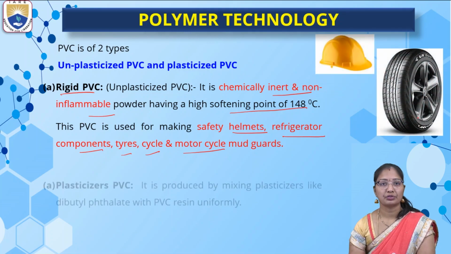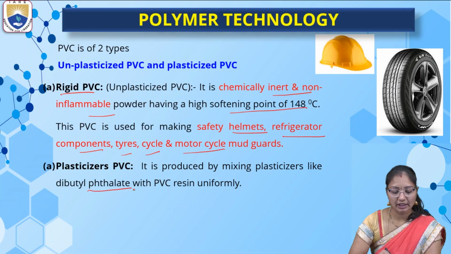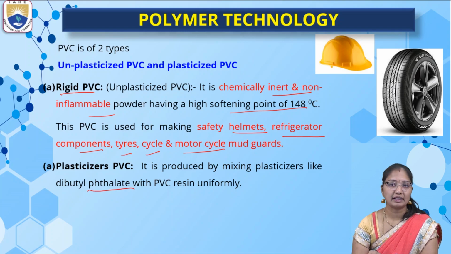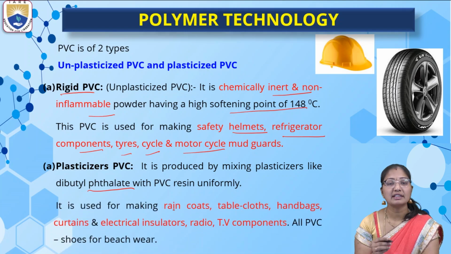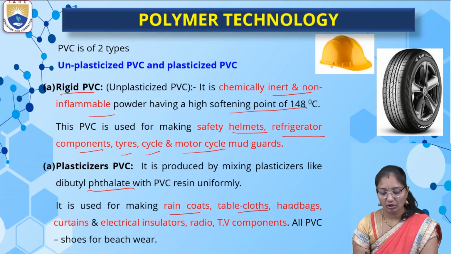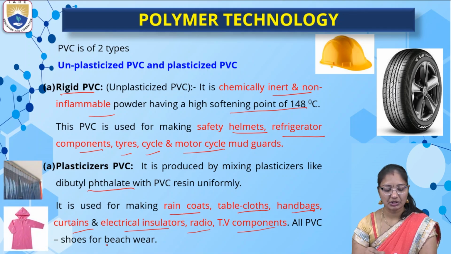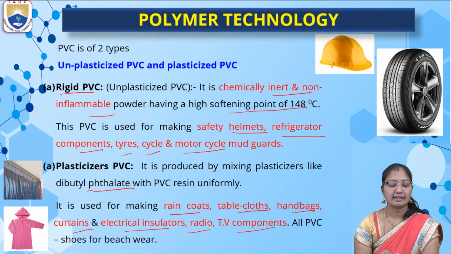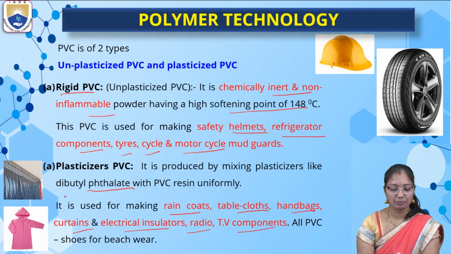Now, the plasticized PVC. It is produced by mixing plasticizers like dibutyl phthalate with the PVC resin. The PVC resin is mixed with dibutyl phthalate, which gives the plasticized PVC. It is used for very thin and soft forms: raincoats, tablecloths, handbags, curtains, electrical insulators, radio and TV components, and all-PVC shoes for beach wear. So the shoes which we use are plasticized PVC, manufactured by mixing the PVC resin with dibutyl phthalate.